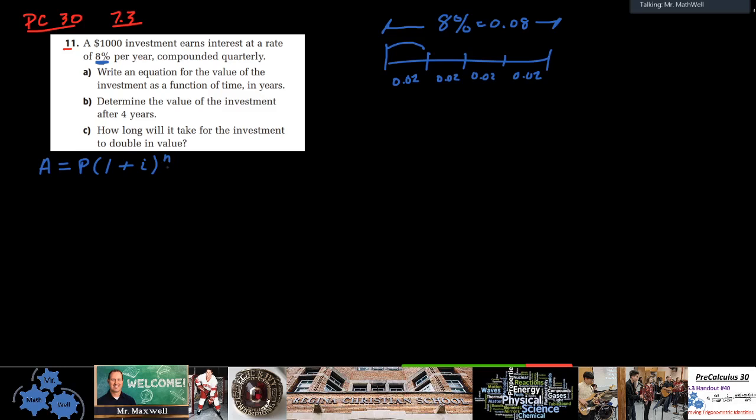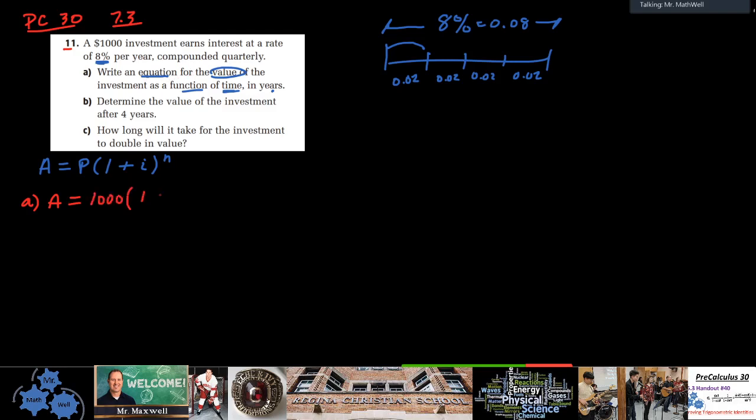Now, n is the number of compounding periods. So if we're talking in terms of years, because look, this equation is looking for the value of the investment as a function of time in years. Okay, so what does that mean? Well, for A, we can do A here if we want as the value. You can do V or A or whatever, future value. The principal, in this case, is $1,000.